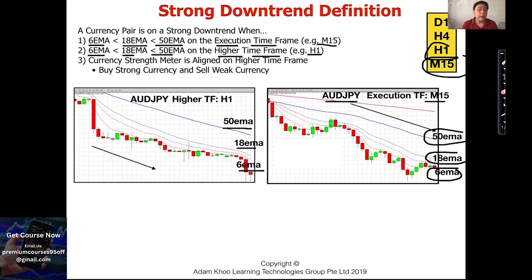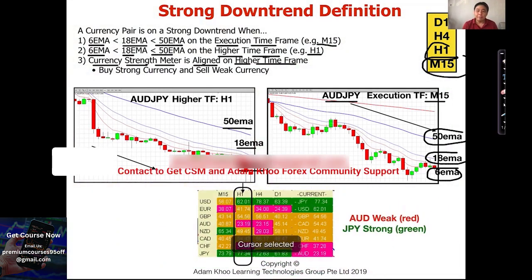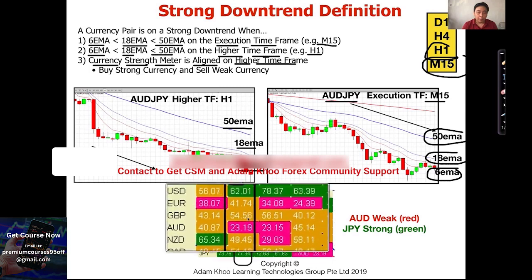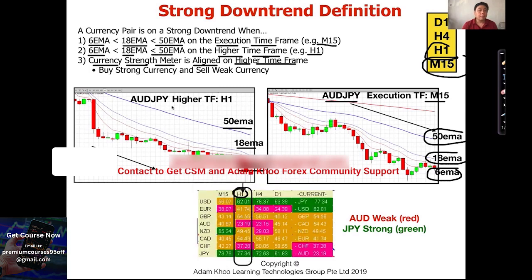The third condition is always the currency strength meter, CSM. Always ensure the CSM is aligned on the higher time frame, not on the execution time frame, on the higher time frame only. In this case, our higher time frame is H1, so we're only looking at the H1 currency strength.